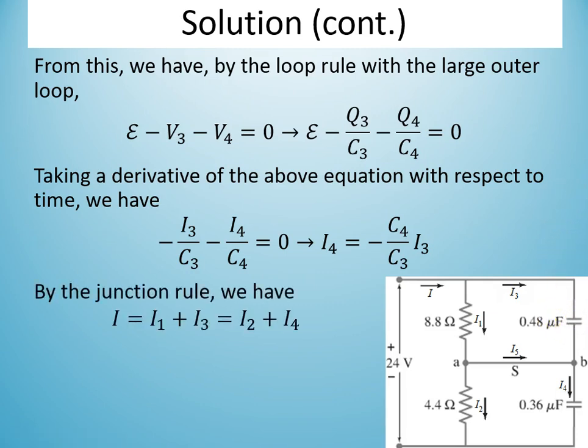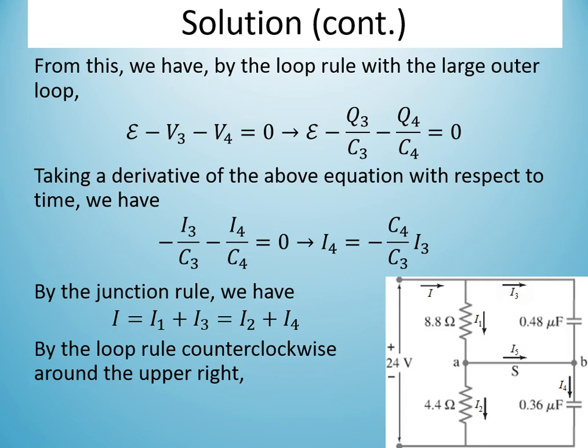So now, using the junction rule, we realize that the current going into this junction, coming out of the battery, in other words, is equal to I1 plus I3. And by the way, that's the same current that's going back into the battery over here. That's equal to I2 plus I4. So apparently, I1 plus I3 is equal to I2 plus I4.